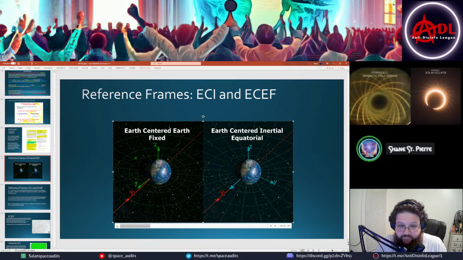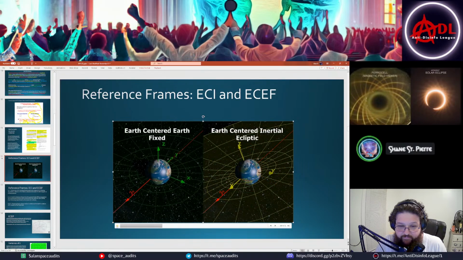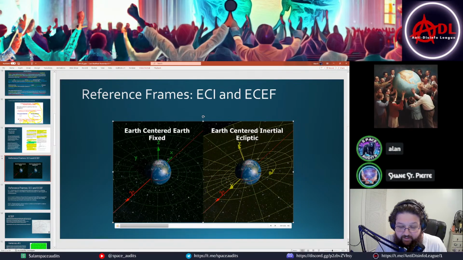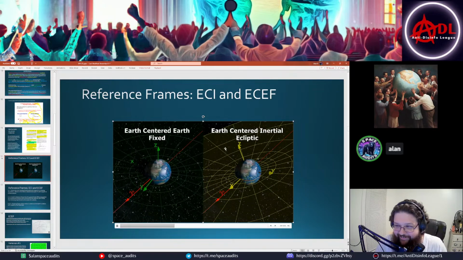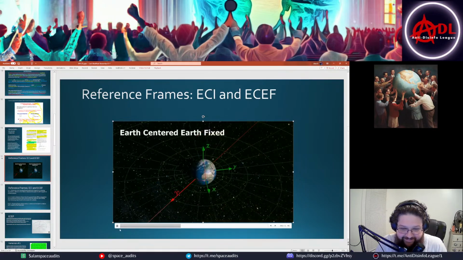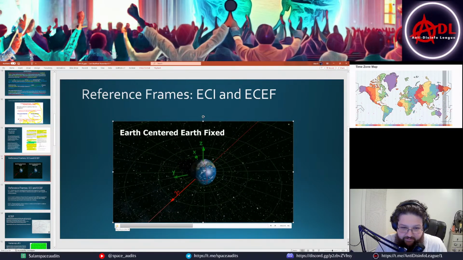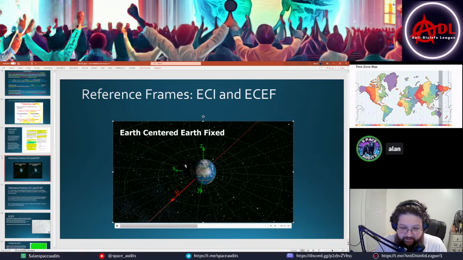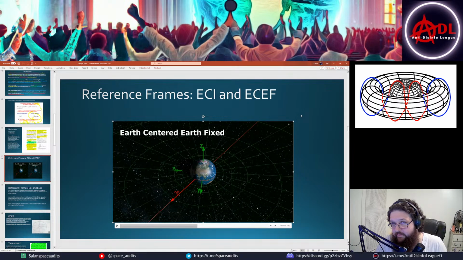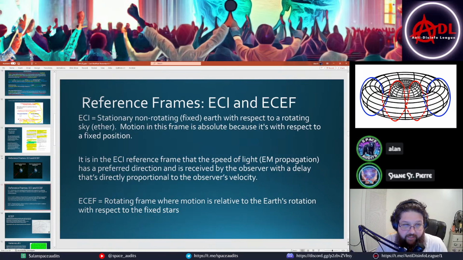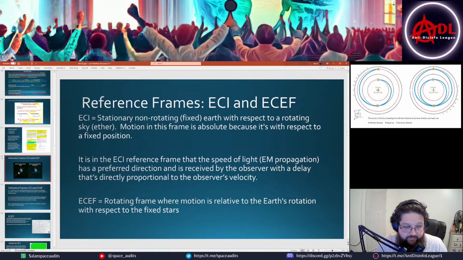Earth-centered, Earth-fixed. Okay. All right, so the stars are static and the Earth moves. See, this is why it got confusing for me to try and interpret all this, because it's like, what? I thought that this one was stationary with respect to rotating stars, and I thought the other one was rotating with respect to stationary stars. Actually, I think I have it even defined like that too.